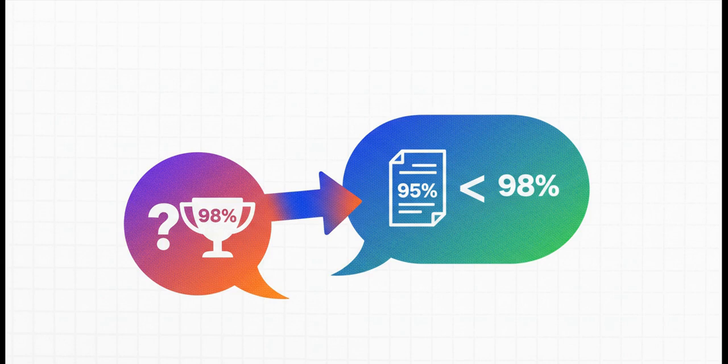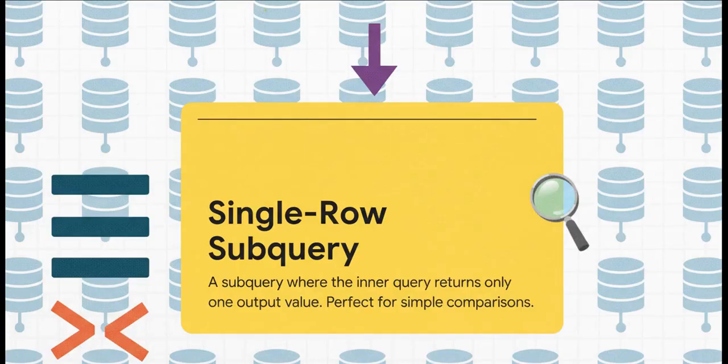That question is your inner query. It finds that single number. Let's say it's a 98. Then you can take your score and compare it to that one specific number. See? Simple. And that is exactly what a single row subquery does. The whole point of that inner query is to return just one single value. That makes it absolutely perfect for those simple comparisons in a where clause, using all the operators you already know and love, like equals, greater than, or less than.